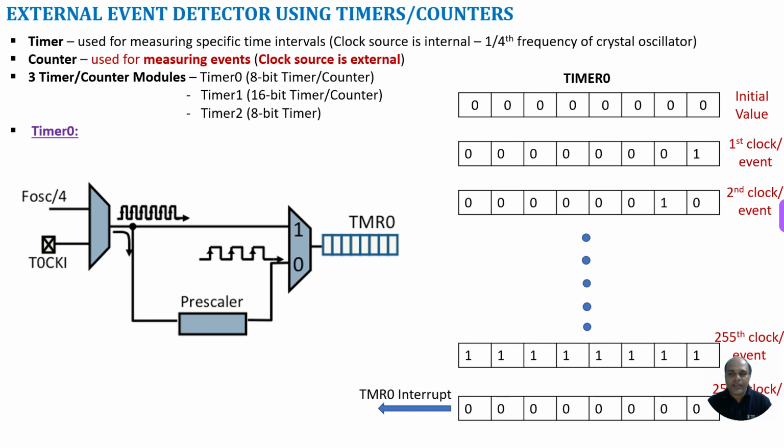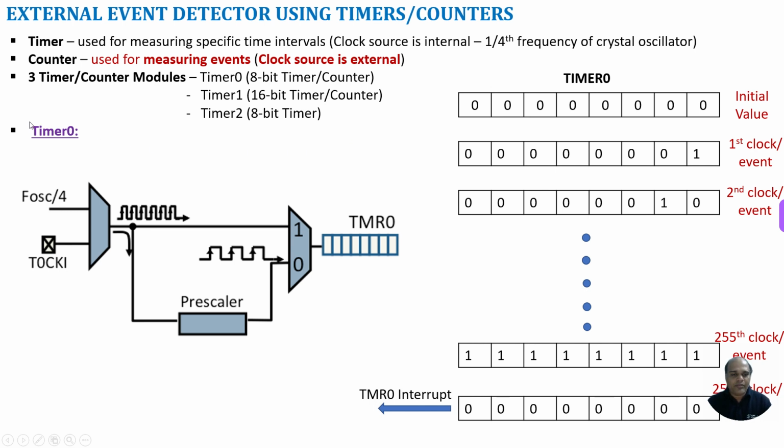In case of a PIC16F877 microcontroller, we have 3 timer or counter modules. Timer 0, which is an 8-bit timer, which means it has an 8-bit register. Timer 1 is a 16-bit timer or counter. Timer 2 is an 8-bit timer. Here timer 0 and timer 1 have both the modes, timer mode as well as the counter mode, whereas timer 2 supports only the timer mode.